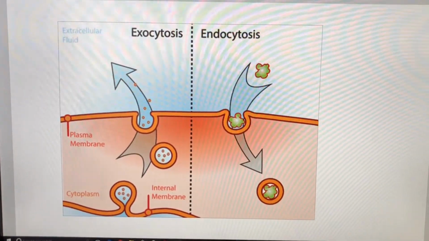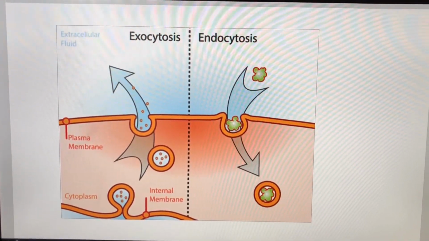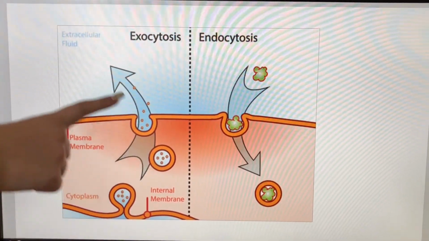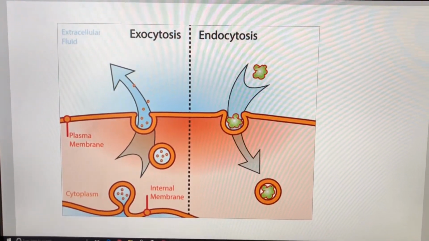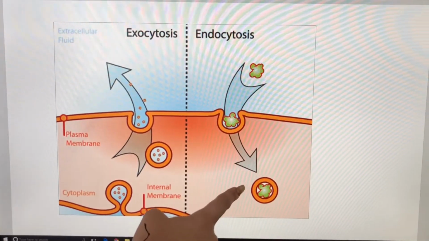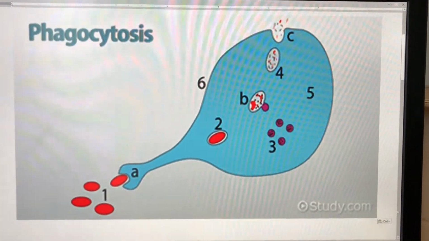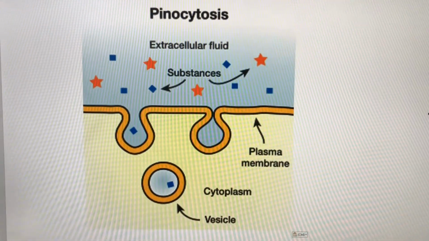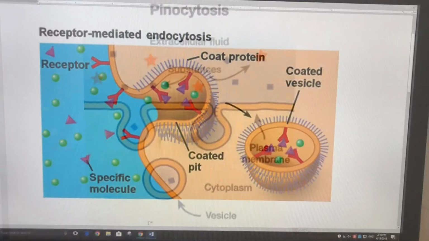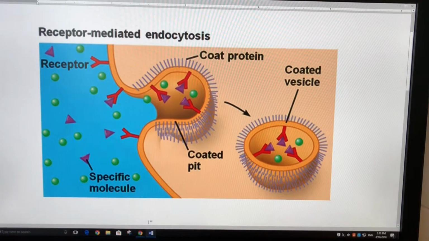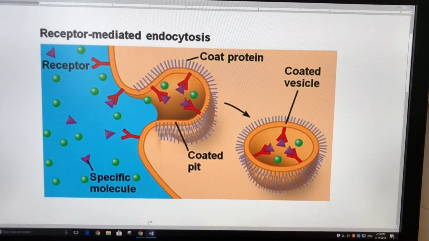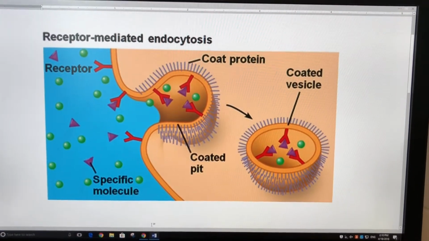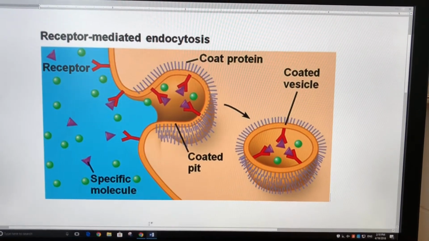Vesicular transport has different parts. Exocytosis is bringing material out of the cell. Endocytosis is bringing material into the cell. Phagocytosis is the cell eating things like large particles. Pinocytosis is the cell drinking liquids. Receptor-mediated endocytosis is when specific molecules bind to receptors outside of the cell when they're full. Then things are brought in little by little.